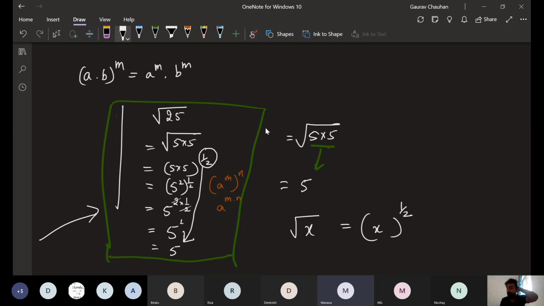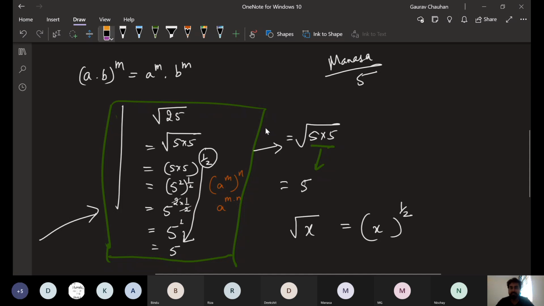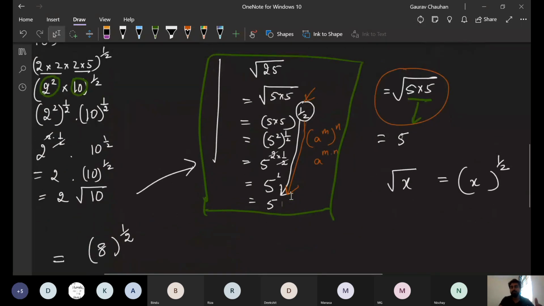But that was a good question. You pushed us to think in reverse of how this power half came. And for that question, I'm going to give you 5 points, Mansa. That power half came because it fits. This is our common understanding of root, and when we think about it in power terms, the power half fits this logic and gives us the same answer. Therefore, we treat root as power half. Okay, Mansa? Thank you.